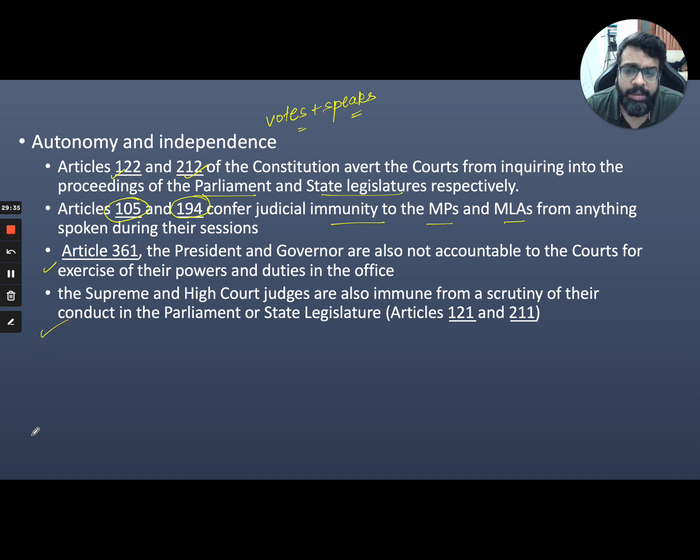And lastly, under Articles 121 and 211, the Supreme Court and the High Court judges are also immune from the scrutiny of their conduct in the Parliament or state legislatures.